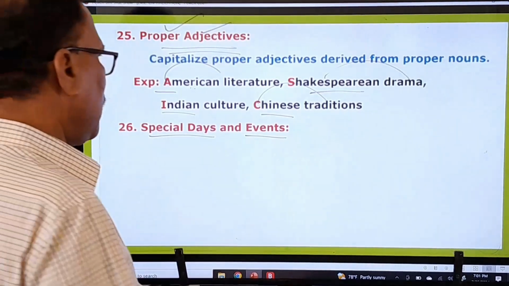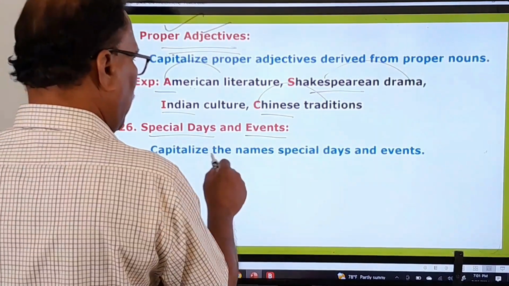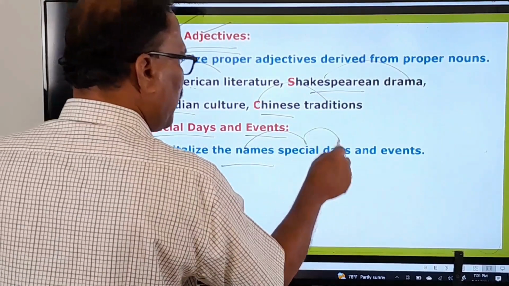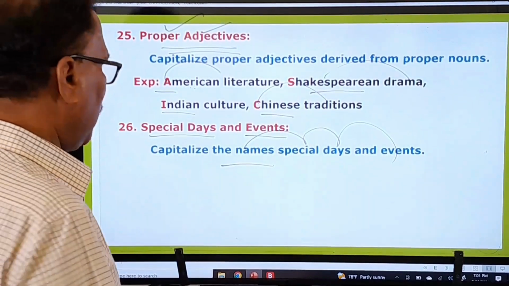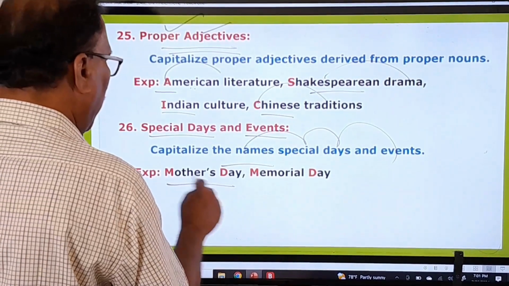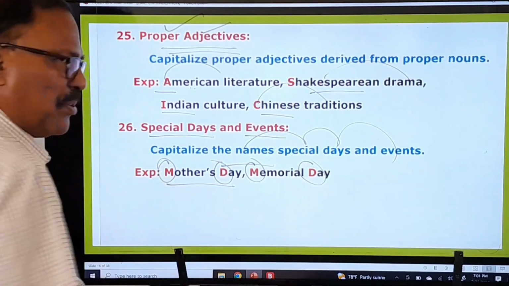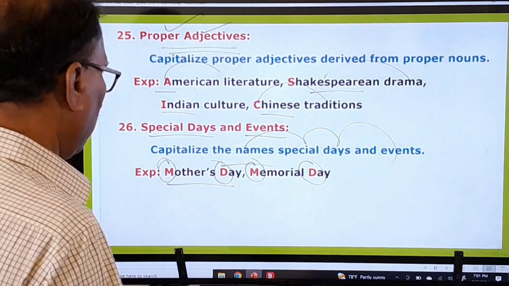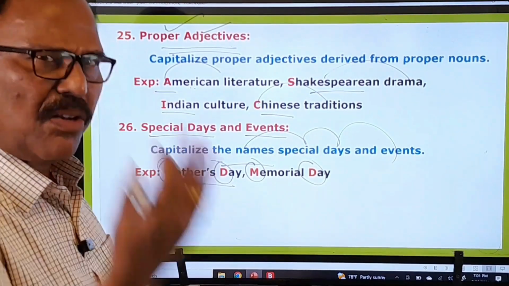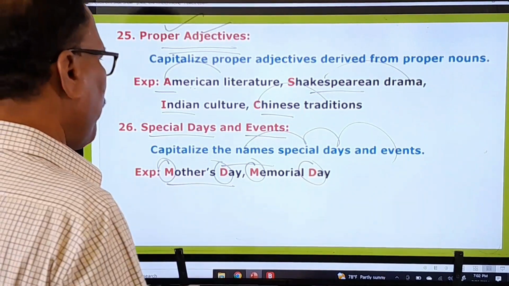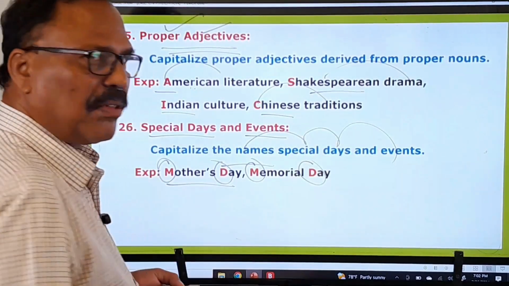What are the special days? Generally we celebrate certain special days, and the names of all special days and events must be capitalized. Here you pay attention. Mother's Day, M capitalized, and Day. Memorial Day, this is celebrated in the USA. Republic Day, Independence Day, these are all special days. I should have mentioned those things also.